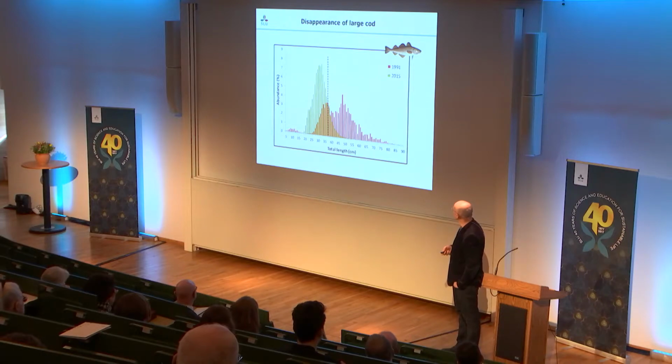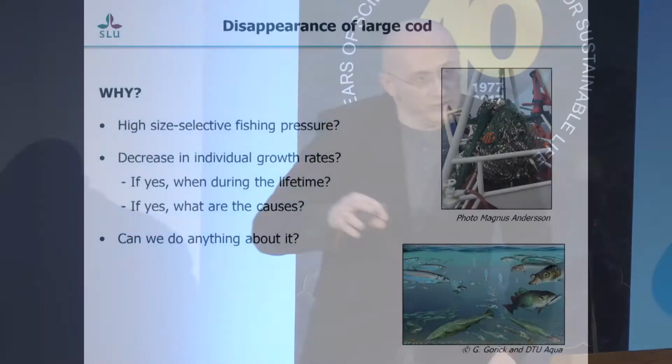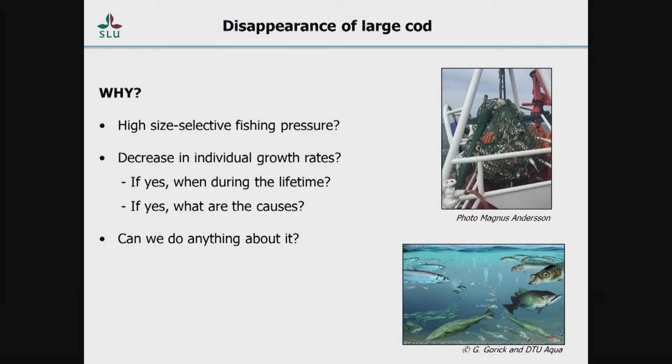So one big question that we have tried to answer in the last years has always been why we have seen this big change in the size composition of the species in the Baltic Sea. I can think of two main reasons to explain this big change. The first one could be the fishing. Fishing is very size selective. The fishermen always try to take the big fish out of the sea, because of course they get more money for the big fish. You can sell them for a bigger price. So the first thing that I think about is that the fishing pressure is so high that the big fish are just taken out of the system.